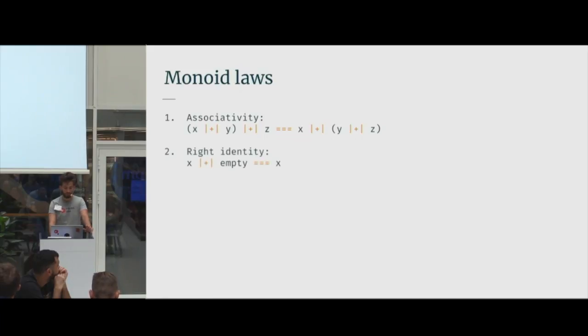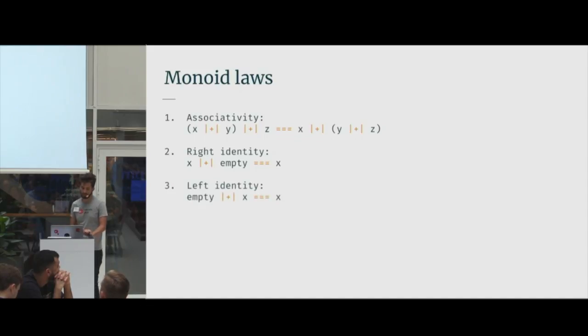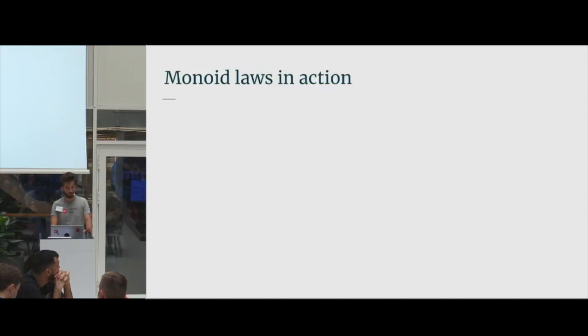We also need this thing called right identity, and that means that if we combine something with the empty value, it should still be the same value, right? So if you combine 10 with 0, it should still be 10. And the same goes for left identity. And those are all the laws. It might seem a bit insignificant, but I'm actually going to show you why these things are important.